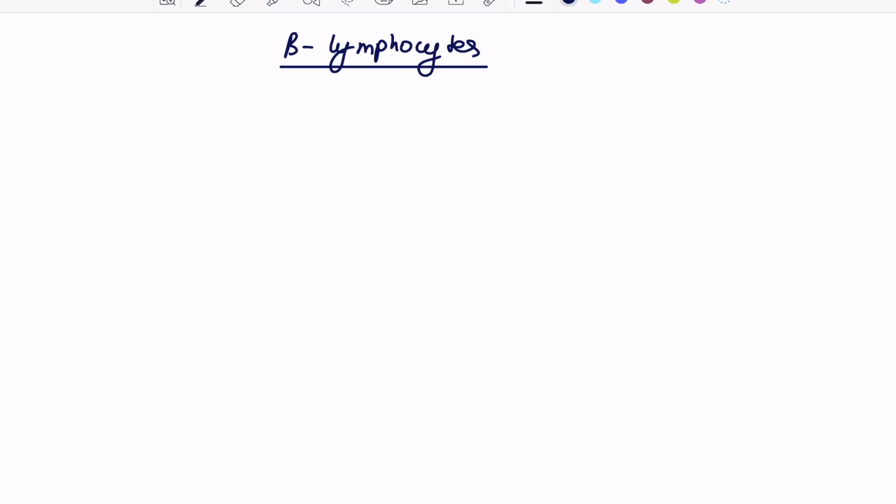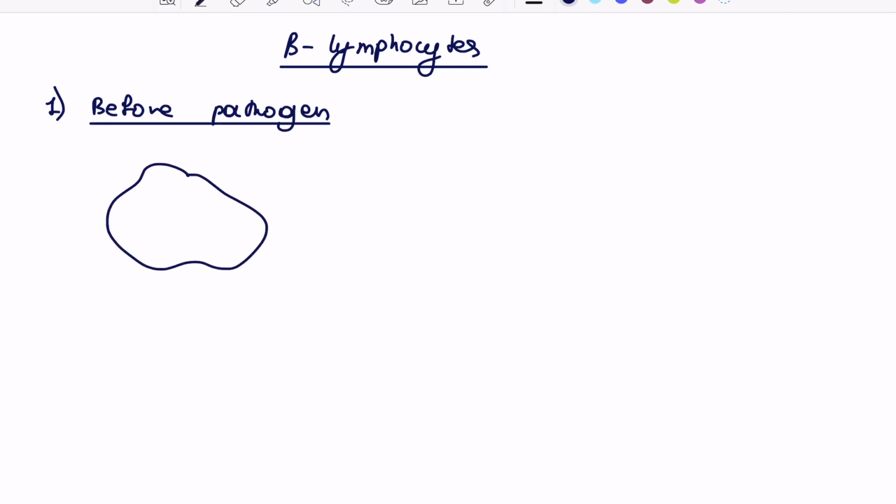Compared to phagocytes, B lymphocytes constitute primary specific immunity, meaning that B lymphocytes will be acting against a particular antigen or pathogen. So I'm going to divide this video into two stages: what happens to B lymphocytes before they encounter a pathogen and then after.